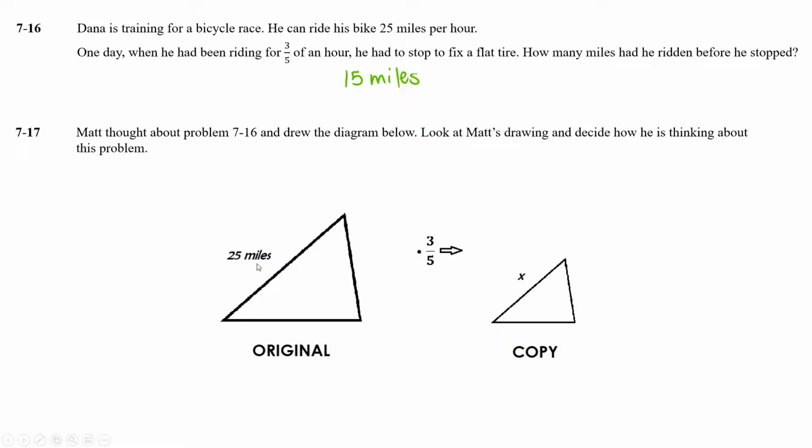So right away I see 25 miles, which is how far he can go in 1 hour. I see 3/5, which represents the portion of an hour that he was able to ride.